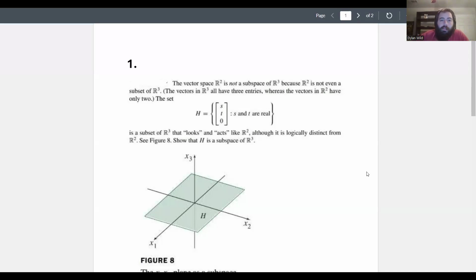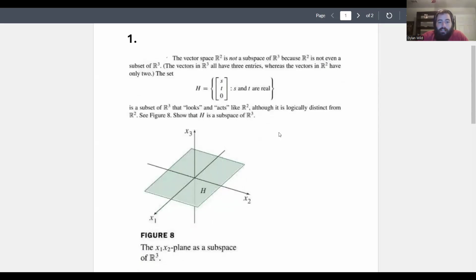So our first problem, as we can see, hopefully you can see, the vector space R2, so the second dimension, is not a subspace of R3 in the third dimension because R2 is not even a subset of R3. The vectors in R3 all have 3 entries, whereas the vectors in R2 have only 2. The set H, which is equal to the vector of S, T, 0, where S and T are real numbers, is a subset of R3 that looks and acts like R2, although it's logically distinct from R2.